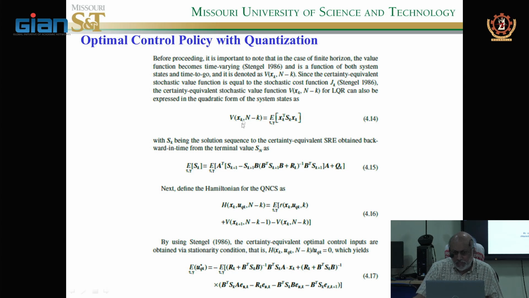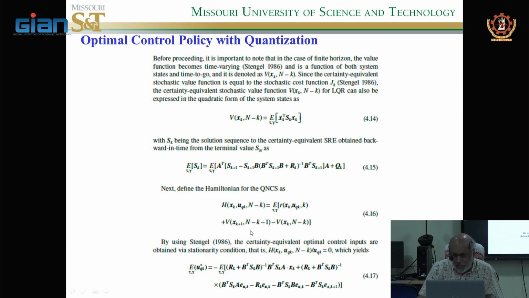V of x of k, this is the finite horizon. X of k transpose S of k, where S is obtained from the Riccati equation. You see there is an expected value because we are assuming that, you can assume it's lossless, you can also add that. You have a network, you can also add it. Doesn't matter. Okay? Now look at that, Hamiltonian.